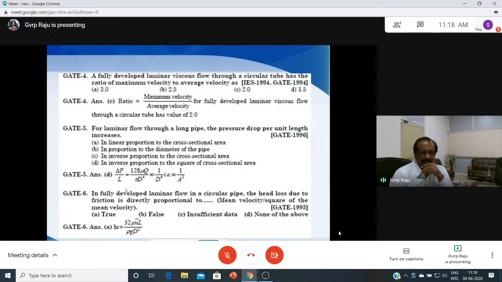In a fully developed laminar flow in a circular pipe, the head loss due to friction is directly proportional to, this is 32 mu V L. The same equation; both are the same, and in place of V he has taken Q by A. So Q by A means we have pi d square by 4, and 4 into 32 gives 128. Both equations are same. So 32 mu V L by d square, and this V is the average velocity. That's why he has taken mean velocity, so that statement is true here. The answer is true.